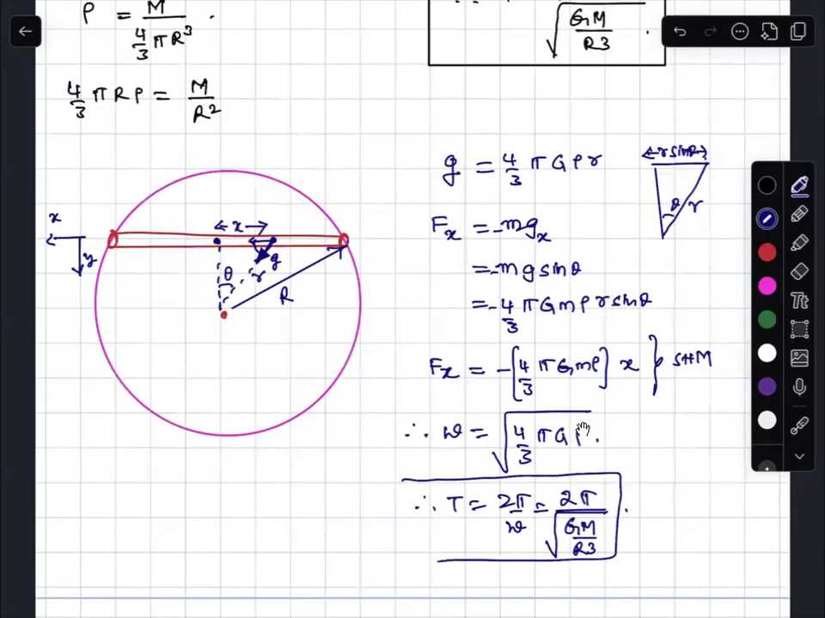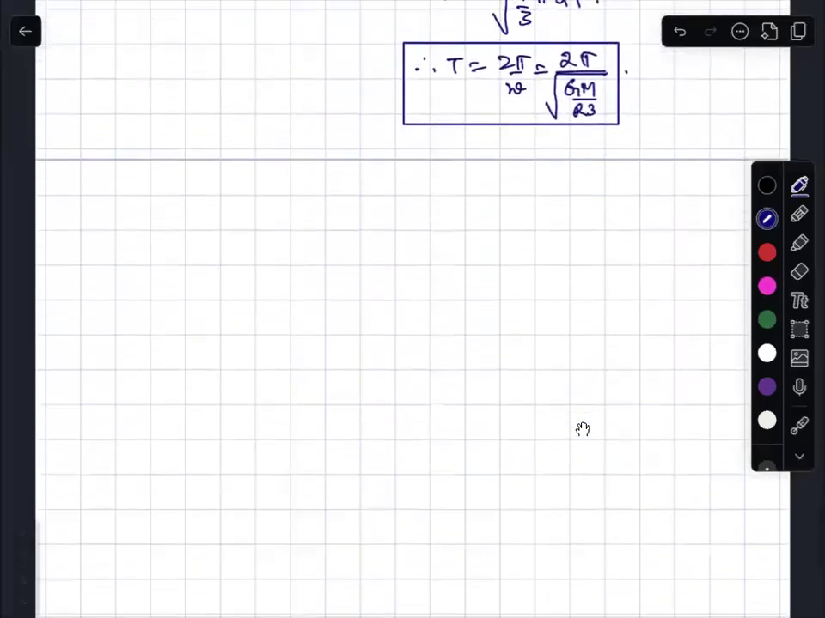Whether you dug along the diameter or took a curved tunnel, the time period of oscillation is still the same. Remember, all these conditions are true only when it is released from rest. The time period remains the same. This is one big observation you need to have. Any doubt till this point? Are we clear? Right. Next.